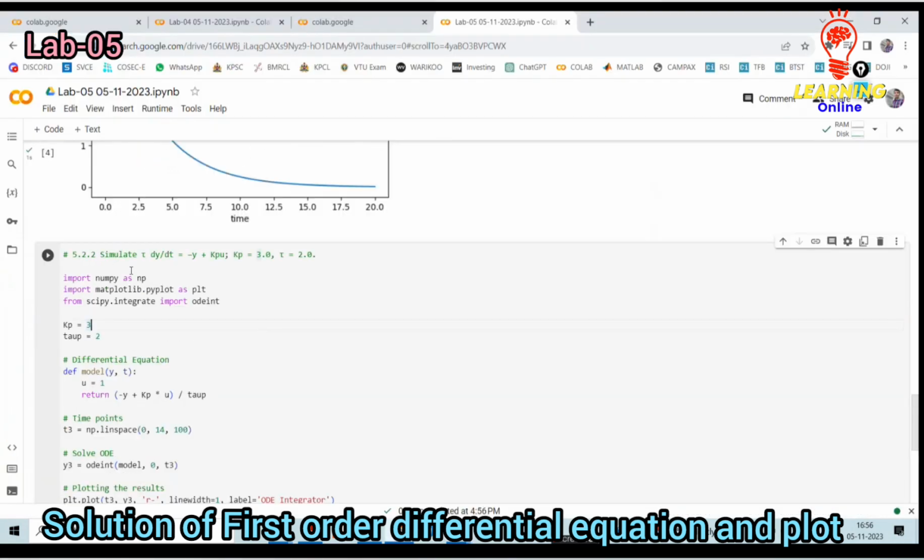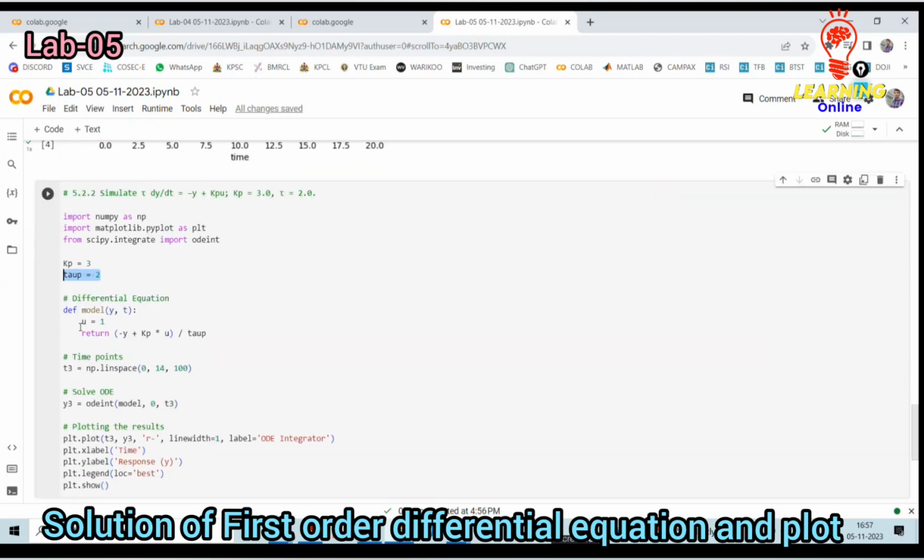Okay, here is another simulation: dy/dt is equal to minus y plus Kp times u. Kp is equal to 3, tau is equal to 2, because tau is defined as one variable and Kp is defined as another variable. Kp equal to 3, and we are defining tau p. That is the representation of tau, with the value 2. Corresponding to that, I will get that expression.